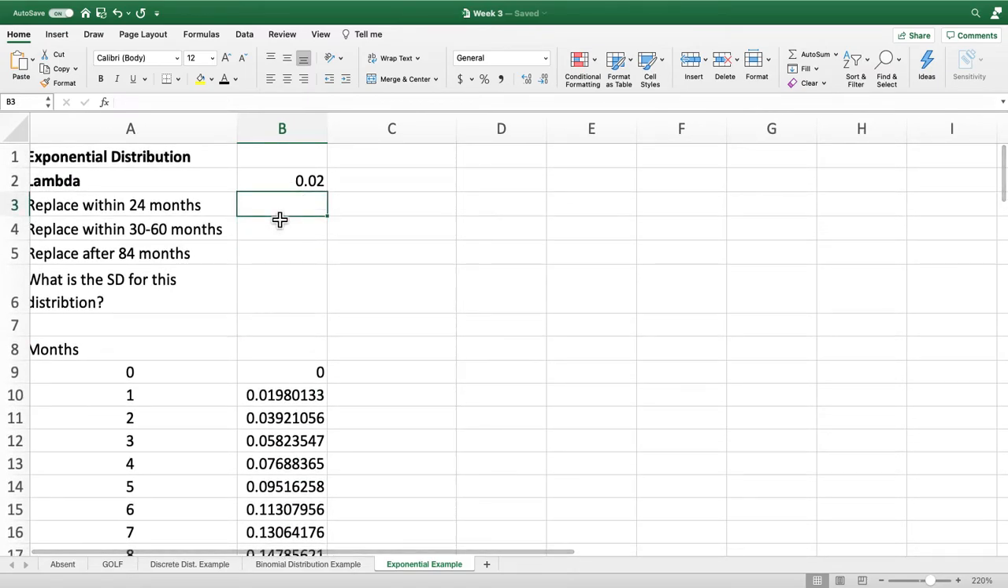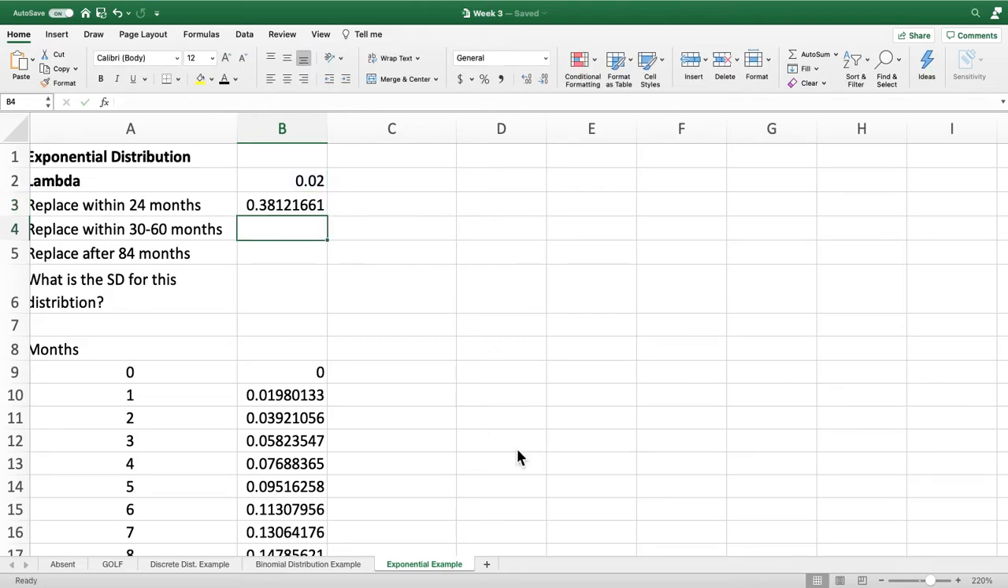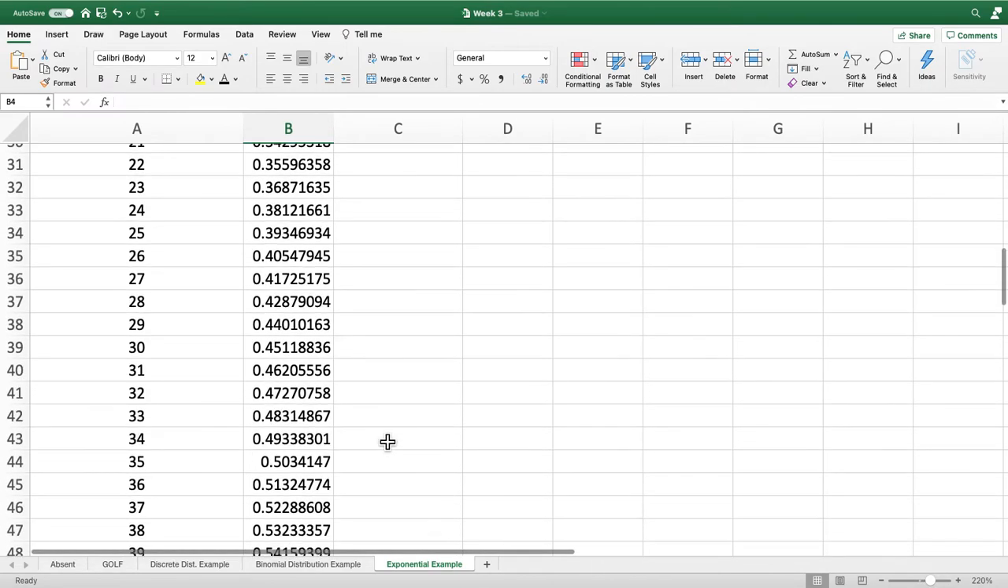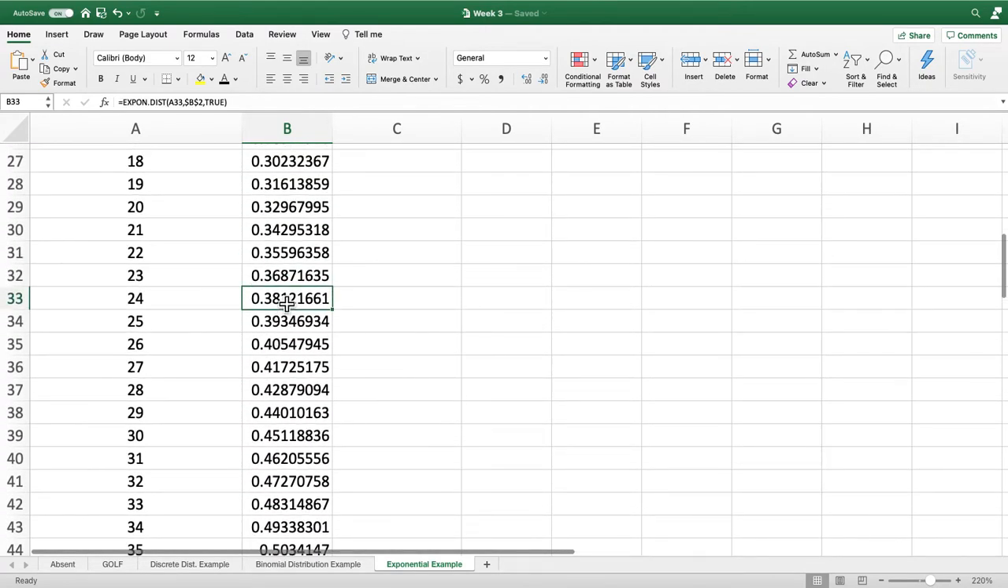Or we could simply type in that formula again up here. If you don't want to fill out the table, exponential distribution of 24, because we're going less than 24. Here's my lambda, true. We want the whole accumulation up to 24 months. And that gives us 0.3812, same as we got in the table. We'll highlight that. There we go.